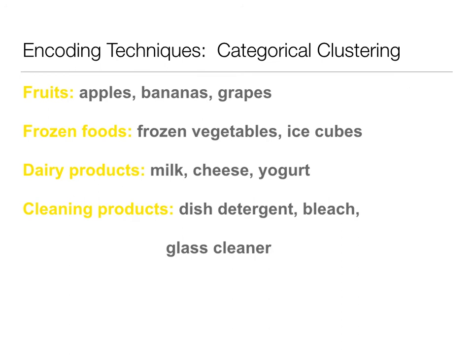So fruits, you need apples, bananas, and grapes. Frozen foods, you need frozen vegetables and ice cubes. For dairy products, you need milk, cheese, and yogurt. And for cleaning products, you need dish detergent, bleach, and glass cleaner. Again, by organizing this stuff, it's a lot easier to remember than if you were to just leave them in the original order that you made the list.